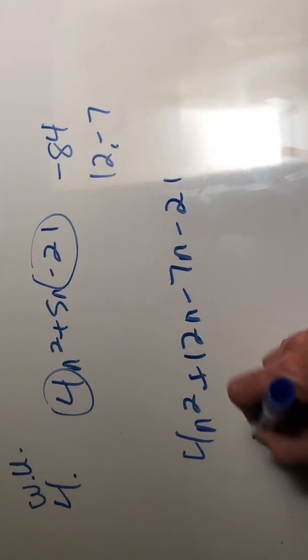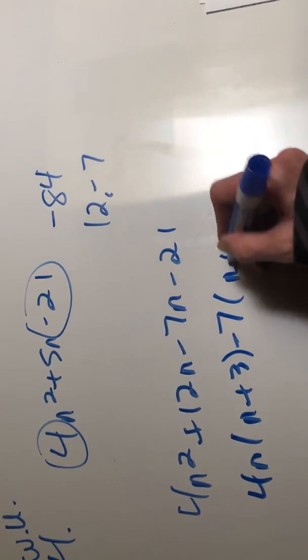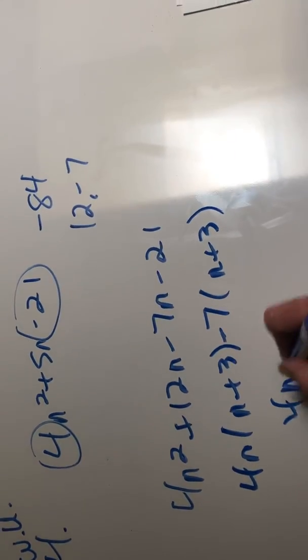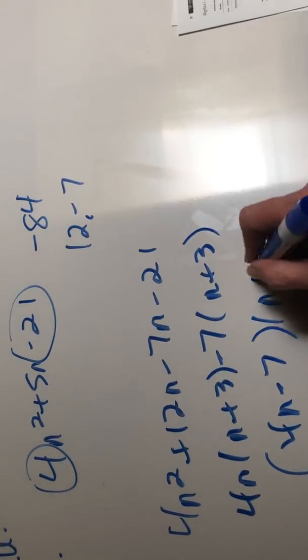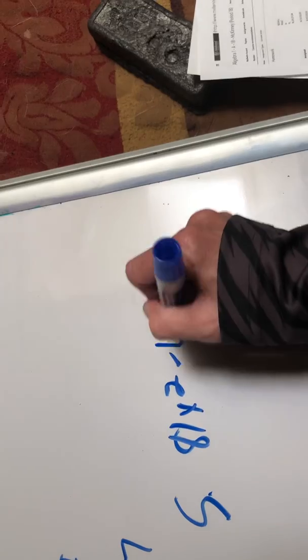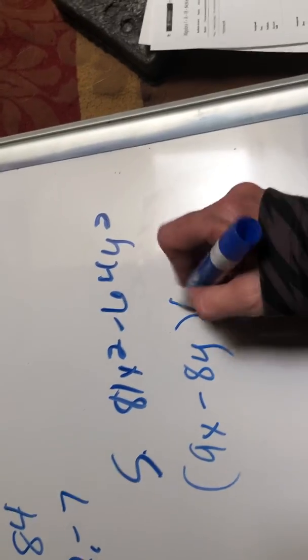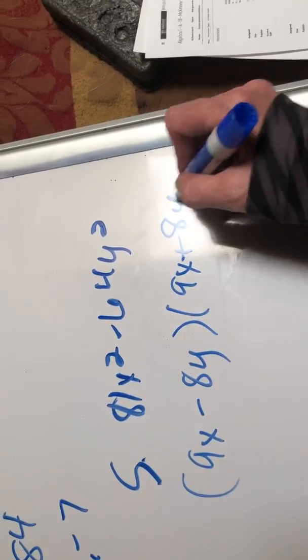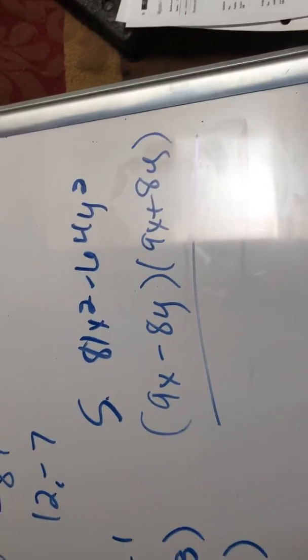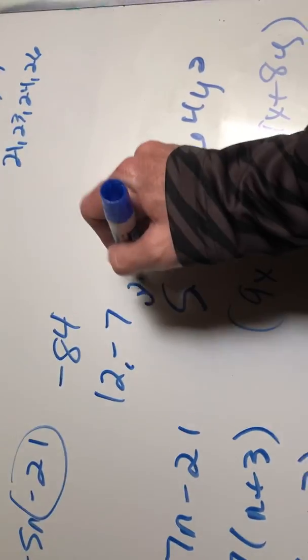And then we do the factoring by grouping. 4n, n plus 3. Take a negative 7, you get n plus 3. So 4n minus 7, n plus 3. Also, on number 5 on the warm-up, 81x squared minus 64y squared. Guys, this is the difference of two squares. So it factors into 9x minus 8y, 9x plus 8y. So that's how that factors on number 5. So that's number 4 and number 5 on the warm-up.